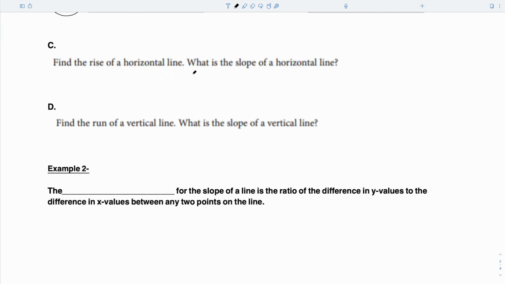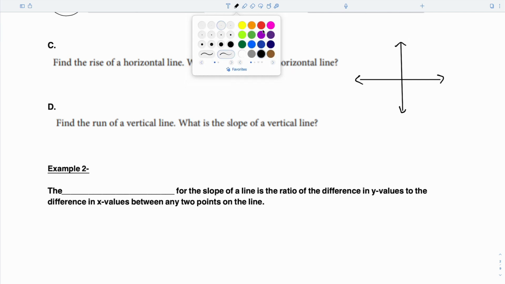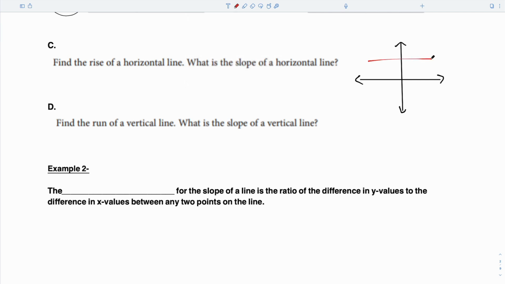C. Find the rise of a horizontal line. What's the slope of a horizontal line? Let's draw a graph. So the horizontal line coordinate grid is going to be like this. Just draw a mock one. And if it's a horizontal line, let's put Bob on the line. There's your line. It's going through, let's say, 2. And if it's a horizontal line, Bob is going to chill here.